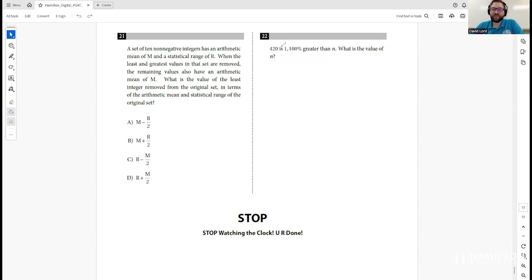All right. Question 22. 420 is 1,100% greater than n. So this is another percent increase problem. And we're using the formula as well because we have the original n and then the final 420. Haha, 420. All right, let's go. So percent increase. I'm going to do 1 plus 1,100 over 100 times the starting number n is equal to the final number 420.